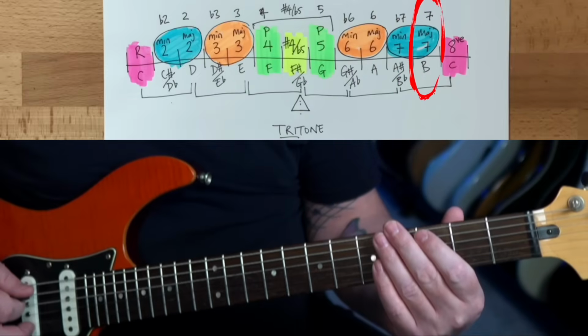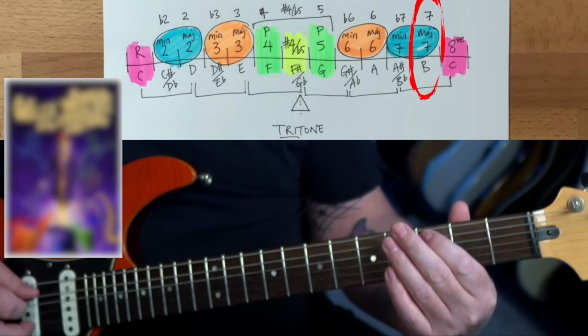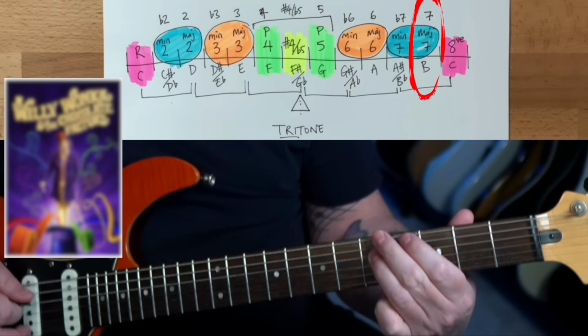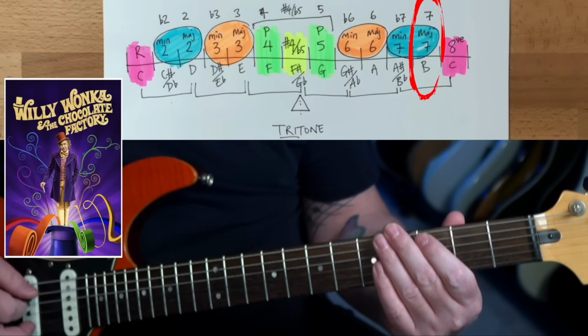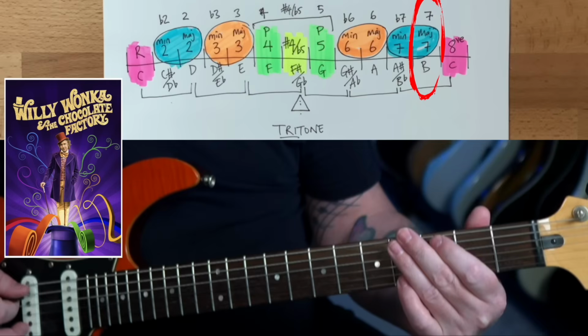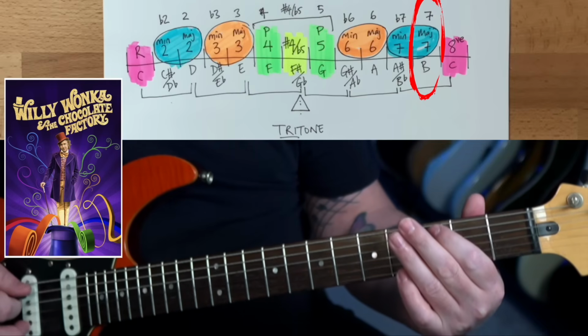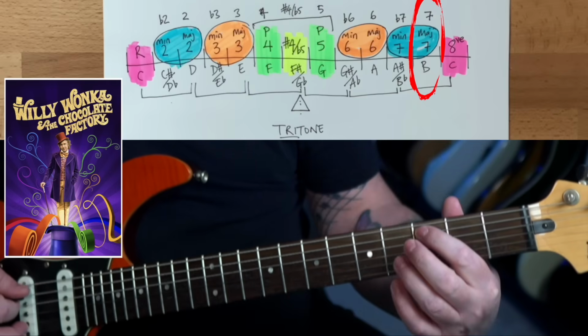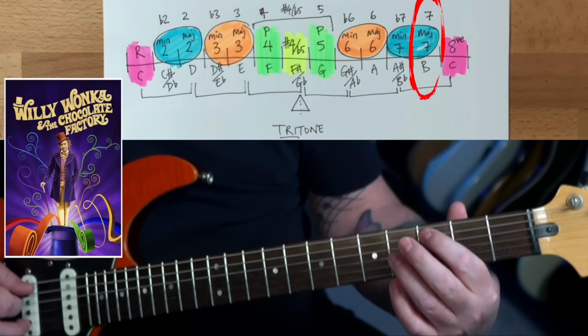This is the major seventh, and this is the theme. This comes from Willy Wonka, Pure Imagination. This is the major 7 on one string. Here it is jumping from the A string to the G string.